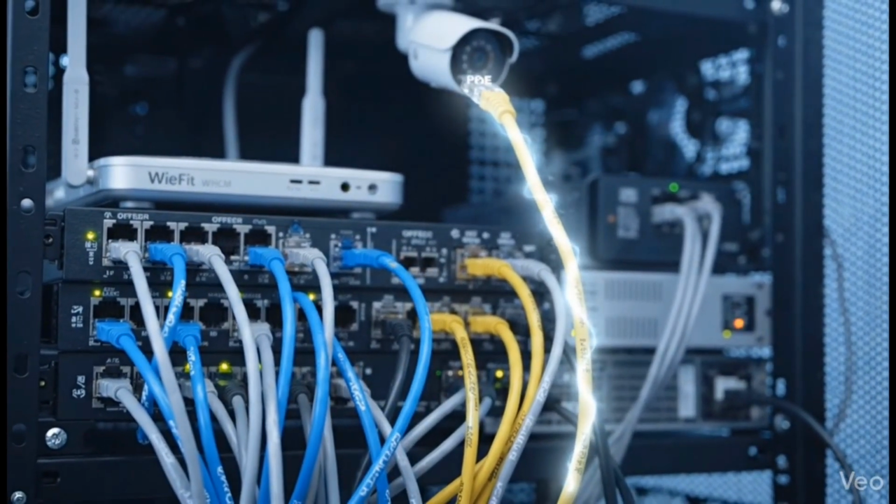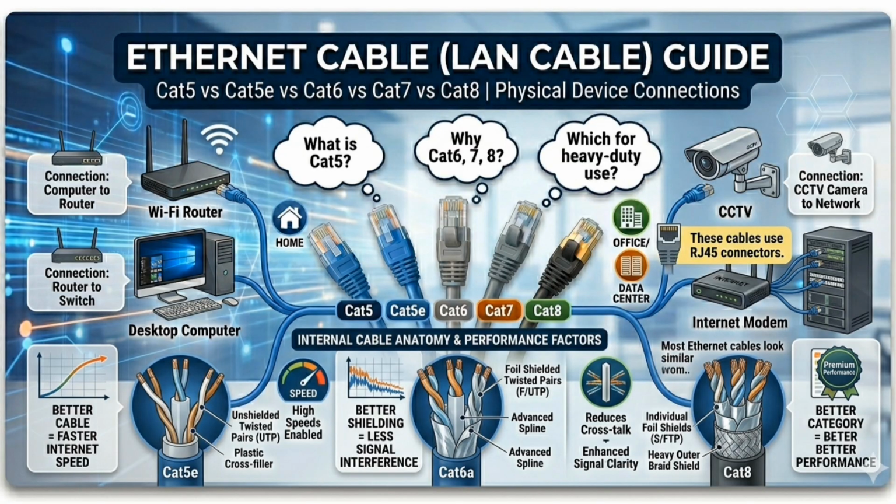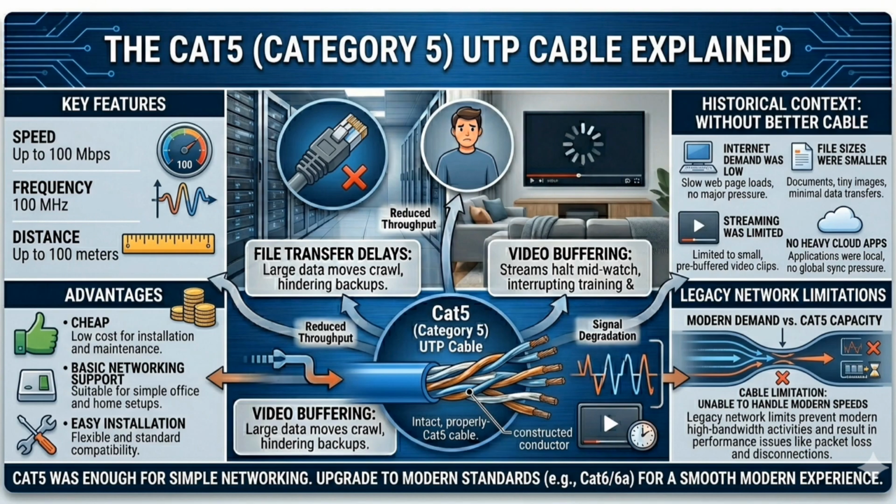These categories are called Cat5, Cat5e, Cat6, Cat6a, Cat7, Cat8. Let's talk about Cat5 cable. Cat5 means category 5 cable. This is one of the older Ethernet cable standard. The key feature of this cable is speed up to 100 Mbps, frequency 100 MHz. It can cover the distance up to 100 meters.